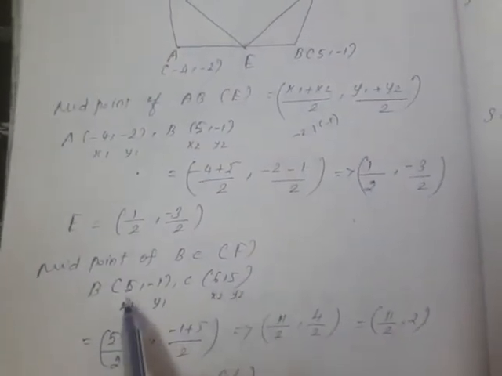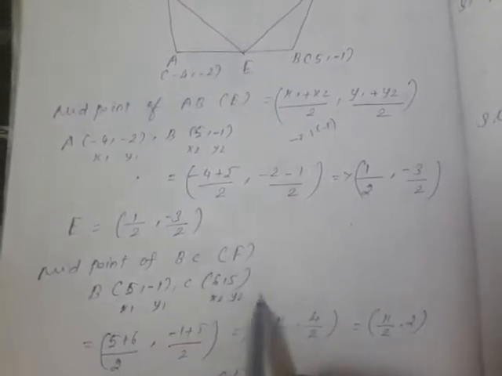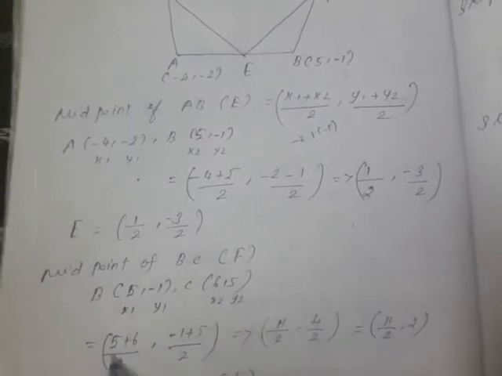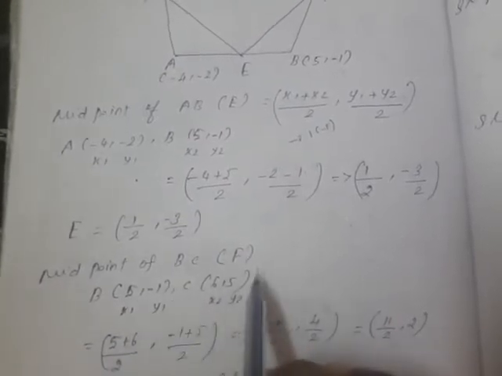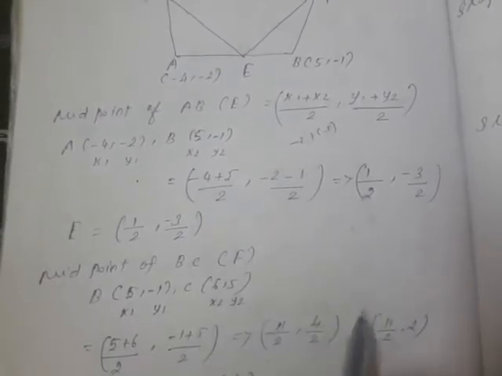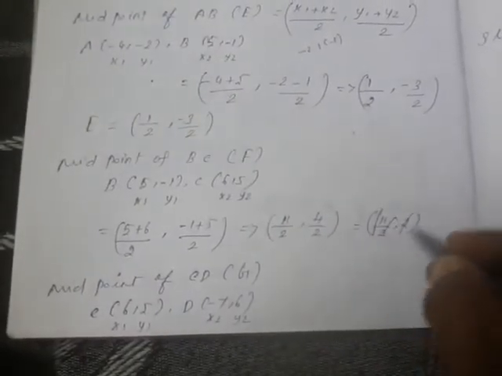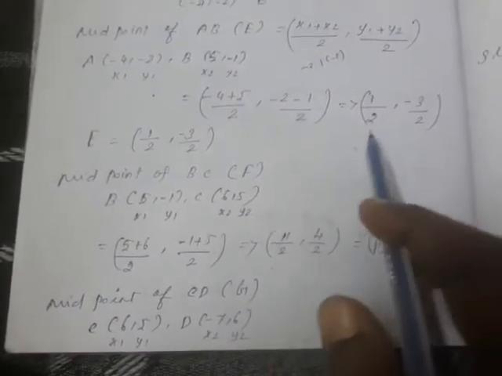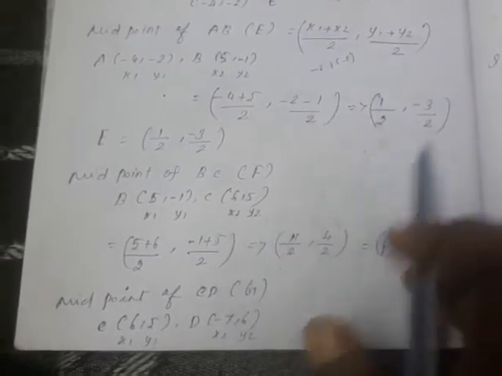So the next, midpoint of BC, which is F. B value and C value we know. B is (5, -1), C is (6, 5). So x1 plus x2 is 5 plus 6 by 2, and y is -1 plus 5 by 2. So 5 plus 6 is 11 by 2, and the y values subtract to 4 by 2. No need to simplify, keep it like this itself, because every denominator is 2.